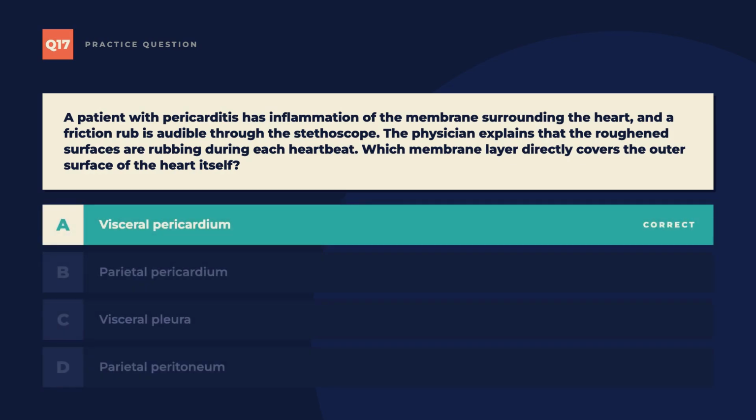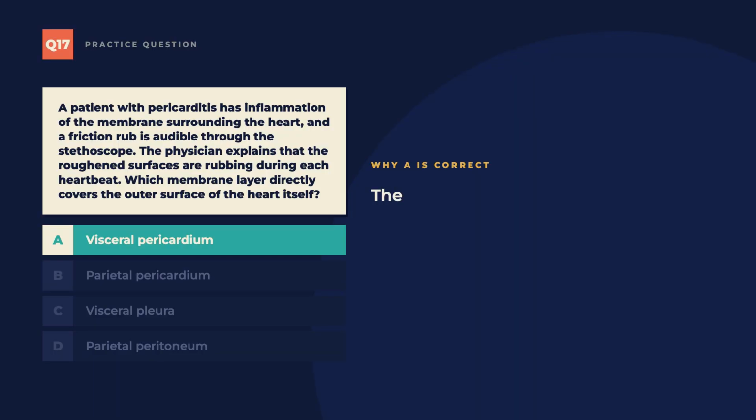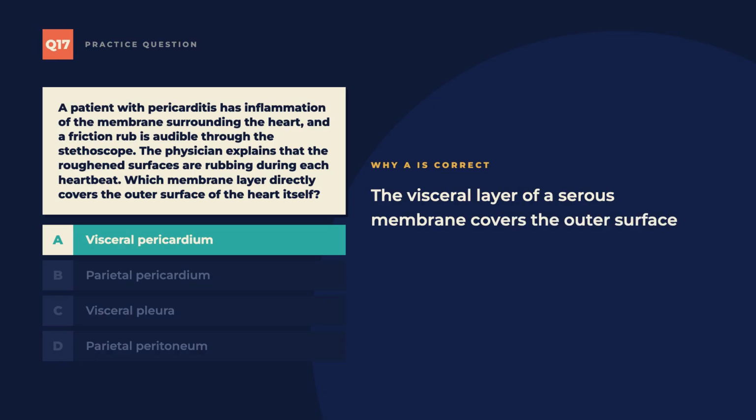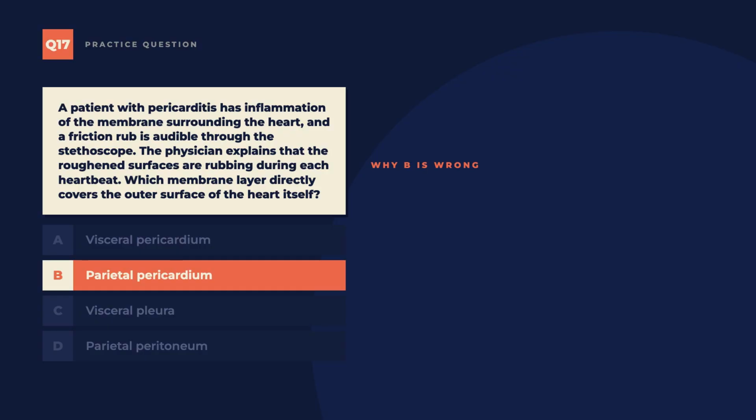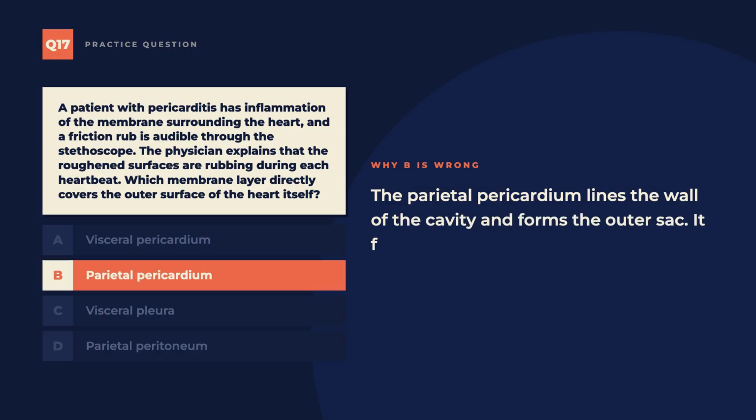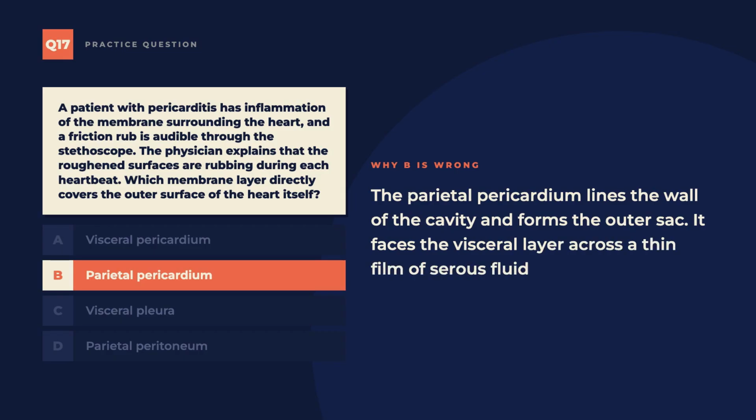The correct answer is A. Visceral pericardium. A is correct because the visceral layer of a serous membrane covers the outer surface of the organ within the cavity. For the heart, this layer is the visceral pericardium, also called the epicardium. B is wrong because the parietal pericardium lines the wall of the cavity and forms the outer sac. It faces the visceral layer across a thin film of serous fluid, but does not touch the heart surface.